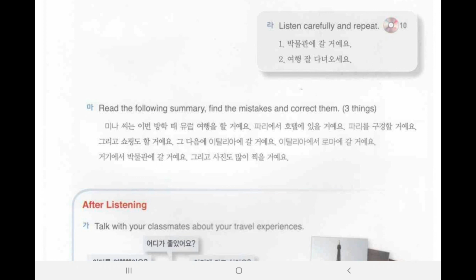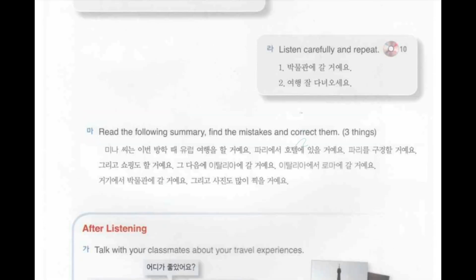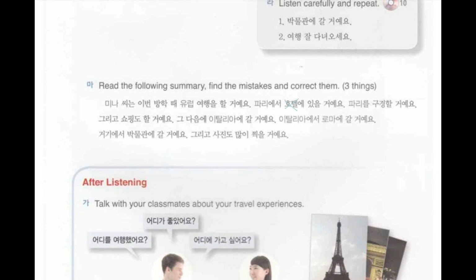자, 같이 할까요? 미나 씨는 이번 방학 때 유럽 여행을 할 거예요. Nothing's wrong. Correct. 파리에서 호텔에 있을 거예요. Was it a hotel? No, it wasn't a hotel. It was a friend's house, isn't it? 자, 파리를 구경할 거예요. Correct. 그리고 쇼핑도 할 거예요. Correct. 그 다음에 이탈리아에 갈 거예요. Correct. 이탈리아에서 로마에 갈 거예요. Is it? No. It was where? Venice. 베네치아였어요. Wasn't it? 이탈리아에서 베네치아에 갈 거예요.